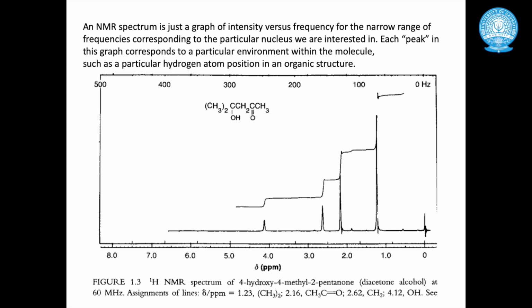at 2.62 there is one methylene group. At 4.12 there is an OH group, and if this compound had a benzene ring, then it would have come in between 6 and 7. So these signatures are fixed. Based on these signatures we will be able to decode, or elucidate, the structure.